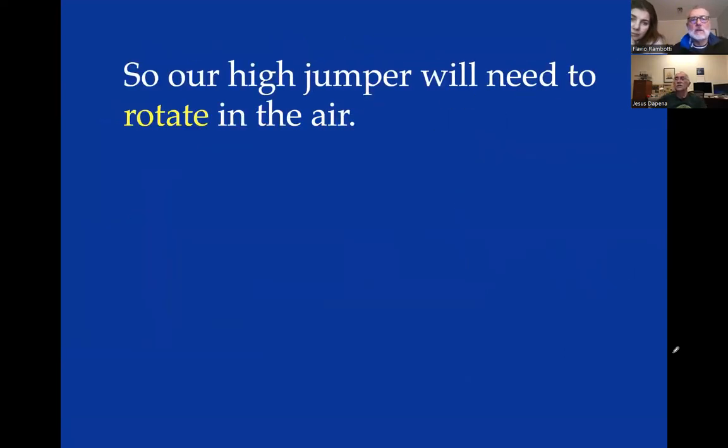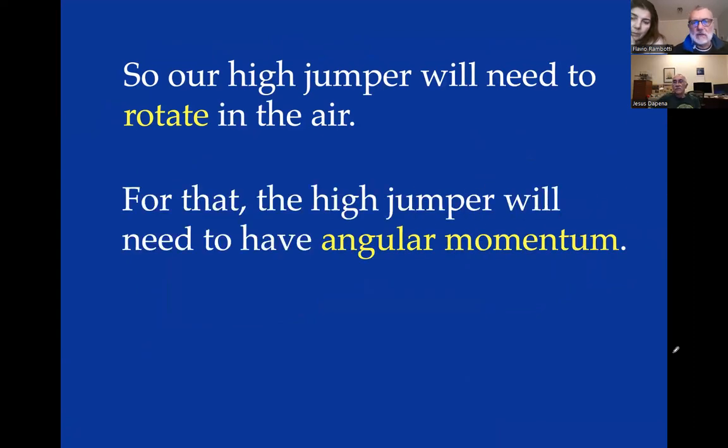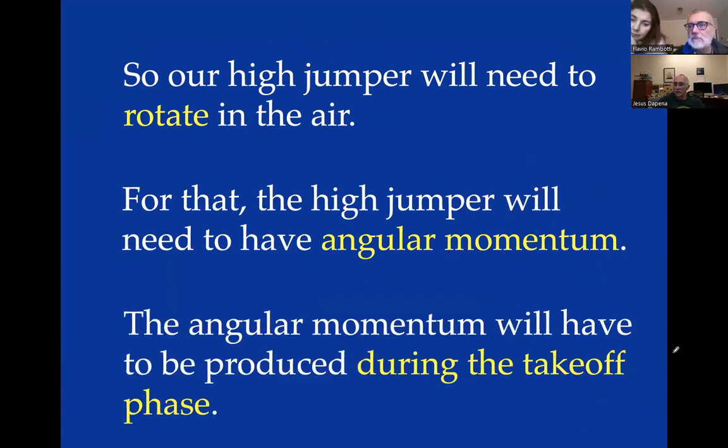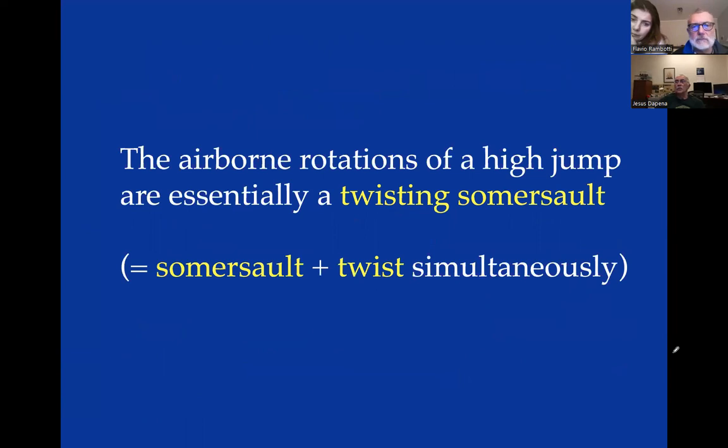So a high jumper will need to rotate in the air. For that, the high jumper will need to have angular momentum. And this angular momentum cannot be produced in the air. You have to produce it during the takeoff phase. Now, the airborne rotations of a high jump are essentially a twisting somersault. In Spanish you call it tirabuzón, is when you have curls like this, a corkscrew, okay? So you're doing a somersault and a twist, and they happen simultaneously.